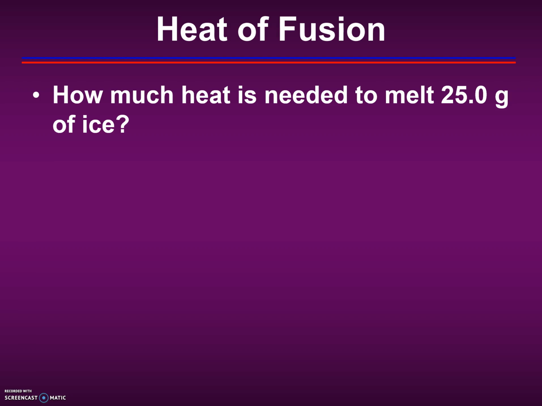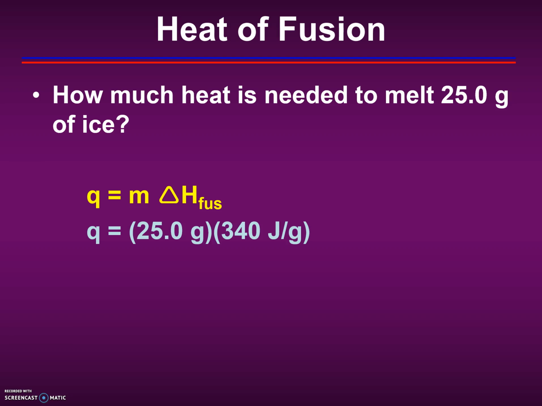So when we solve a problem, how much heat is needed to melt 25 grams of ice? Well, we're going to use our equation. Q is equal to the mass times the enthalpy of fusion. There's no change in temperature. We're just looking at the melting part. So it's 25 grams times the 340 joules per gram, and we end up with 8,500 joules. Again, these problems are very simple, but when they're all mixed together, it's making sure that you can recognize which problem you're solving for.